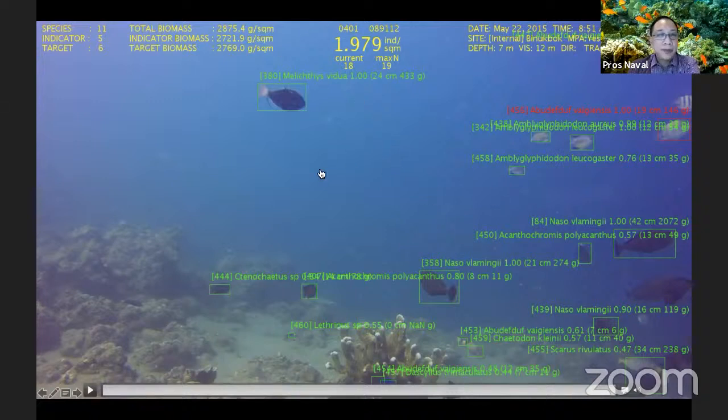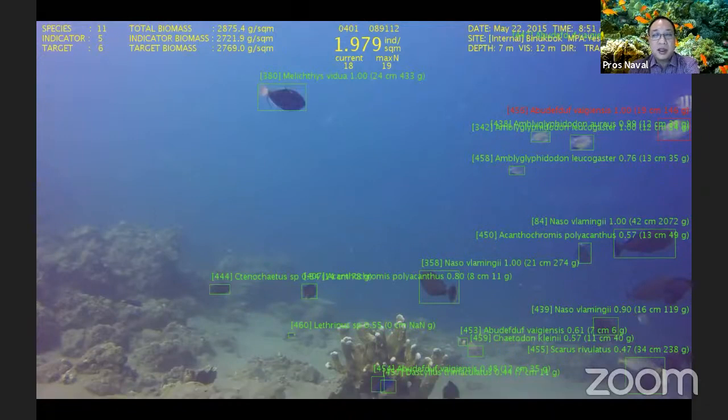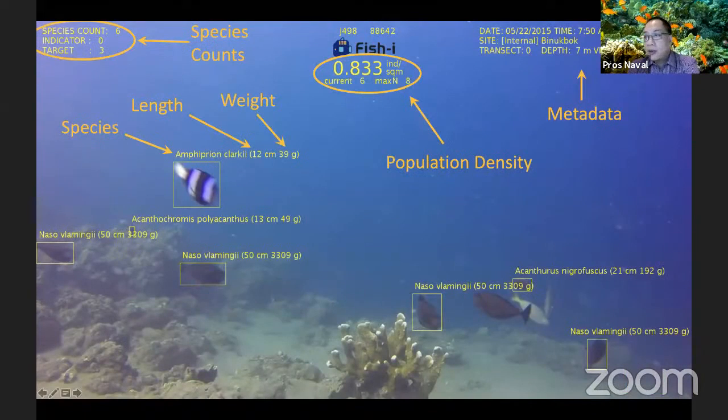So, yeah, this is a big number. It's unusual. So far, it has seen 11 species, and among them, there are five indicator species, which basically tells us that this area here is biodiverse and is resilient. You know? So this is the information that you will see.